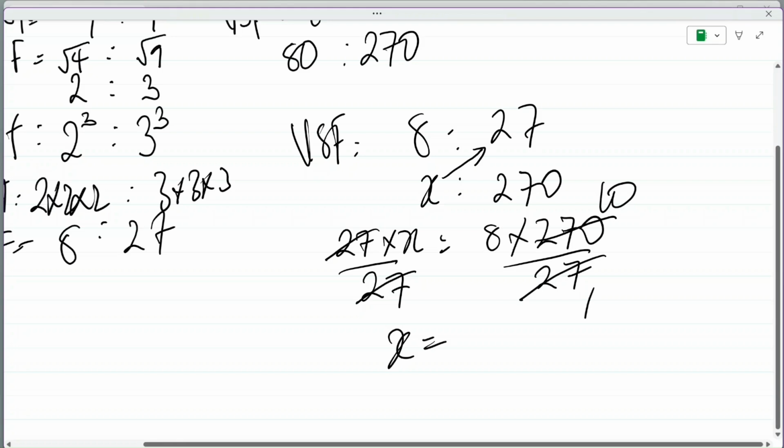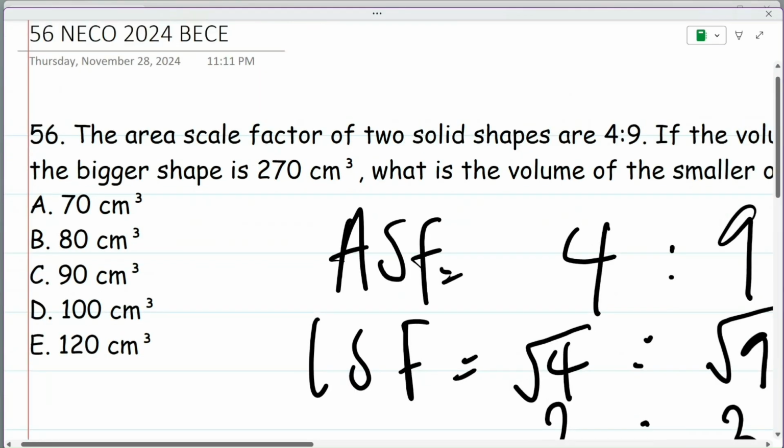You're allowed to use a calculator, so this will be easy. Then you have 8 times 10. 8 times 10 is 80 centimeters cube. That's the volume of the smaller shape. Answer to question 56 is B, 80 centimeters cube.